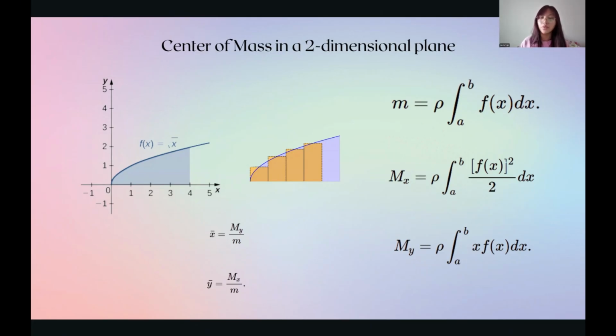Now, the formula for the moment across the x-axis goes as follows. Density times the integration from a to b of (f(x))^2 over 2 dx. And for the moment along the y-axis, it's density times the integration from a to b of x times f(x) dx. Now let's take a look at an example so that we can see these formulas in action.